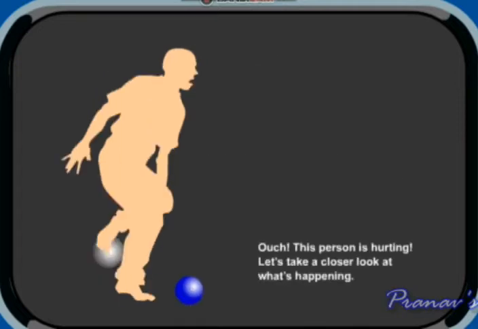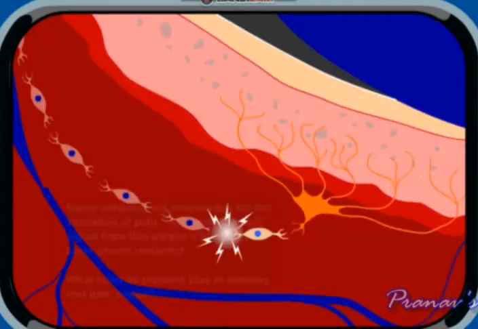Oh, this is a painful scene. Let's take a closer look at what's happening. There are pain receptors in our muscles that receive the pain. To understand this, let's zoom in.